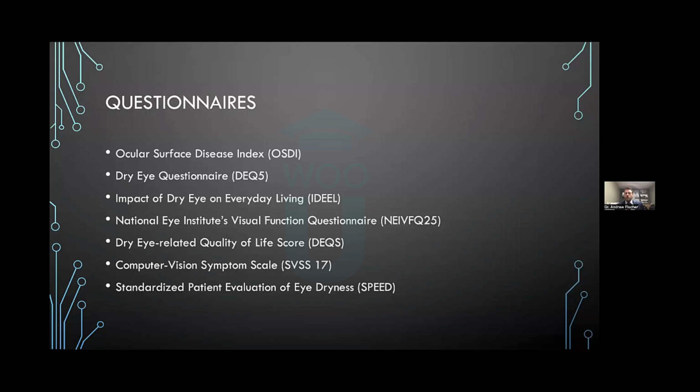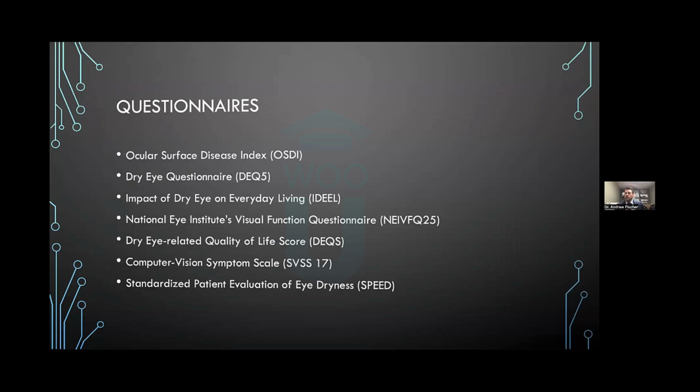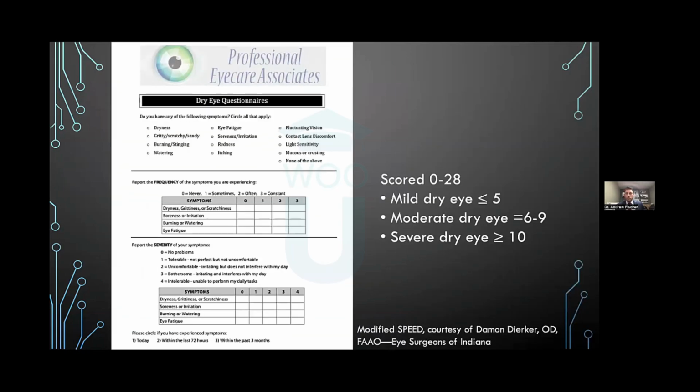So the one that I use in my practice is a SPEED questionnaire, or it's modified from the standard SPEED questionnaire. I was graciously shared this by Dr. Damon Durker at the Eye Surgeons of Indiana during one of my rotations through optometry school. And I found that it is very easy. It might take 2 or 3 minutes at most for the patient to fill out. You can grade this in about 30 seconds if you're good at mental math.